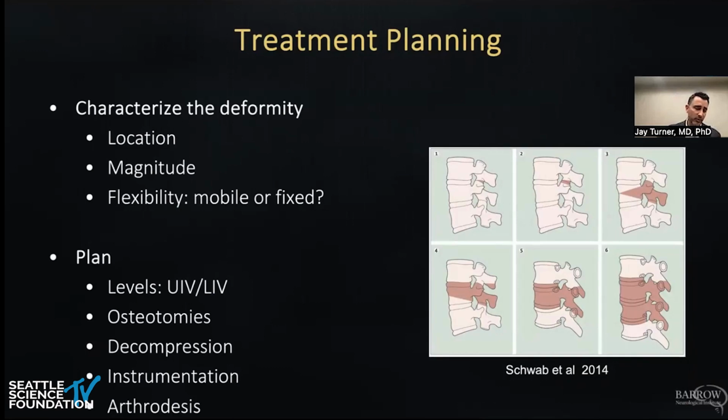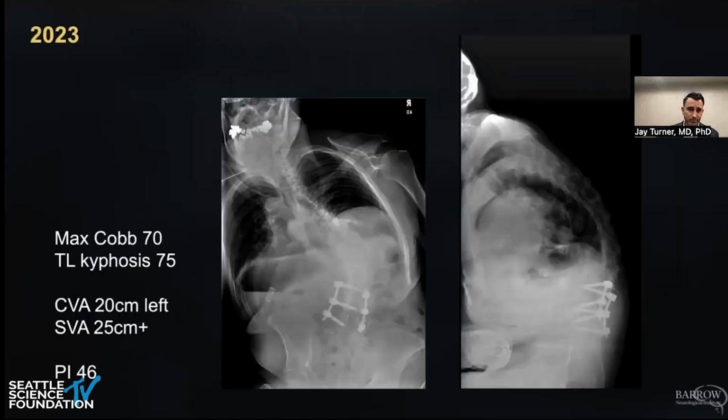Do you need to decompress? Looking at your nerves, what type of instrumentation you're going to do, what type of pelvic instrumentation, how many rods, and then how you're going to do your biology for your arthrodesis and all your prep. These are all really important components to doing a good surgery and being thoughtful about it.